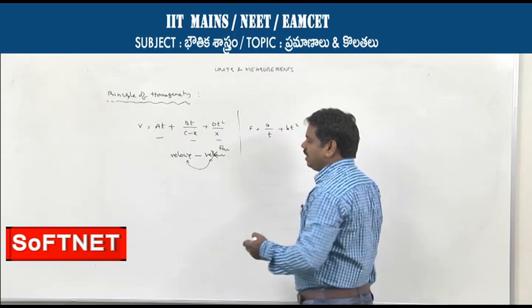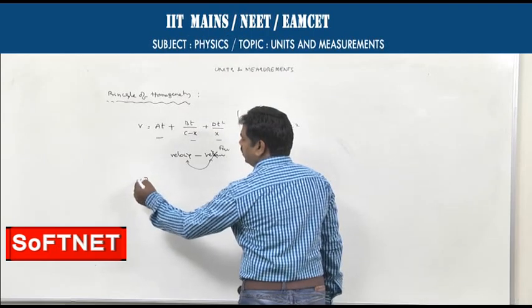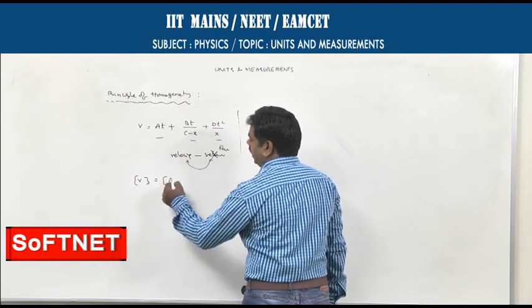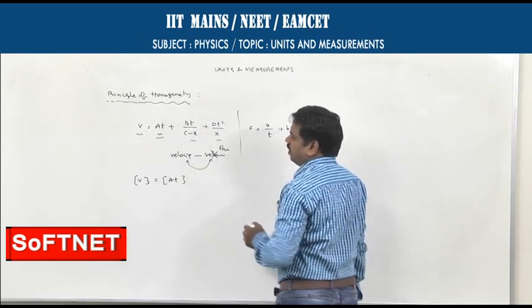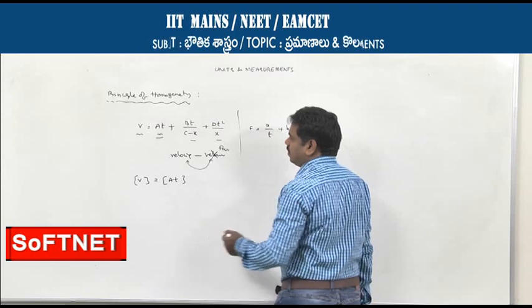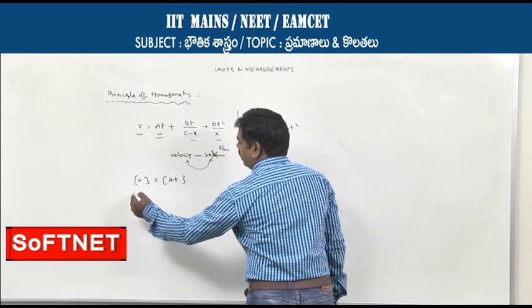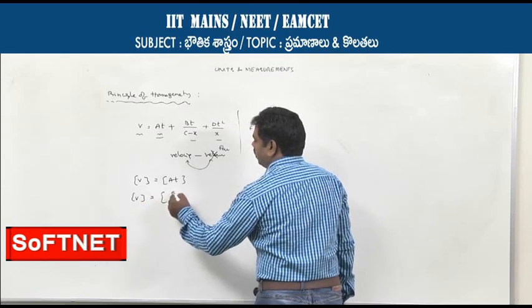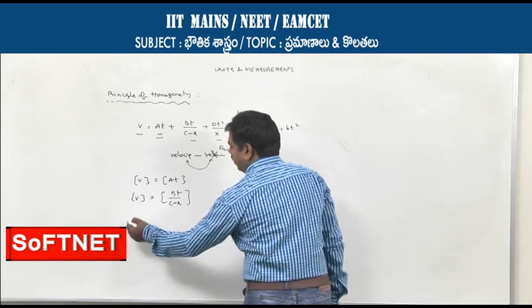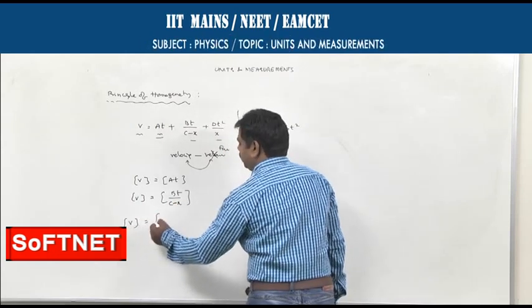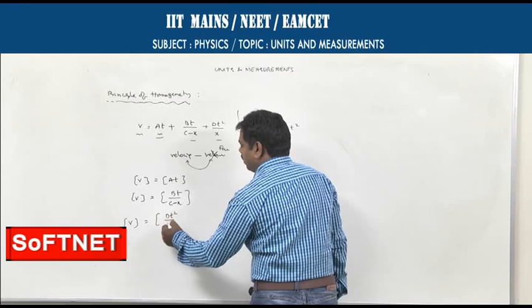So now let us get that one. Velocity should be at. Why? Because both are the same. The left hand side must be equal to the right hand side, and velocity must be equal to bt by (c minus x), and velocity must be equal to dt square by x.